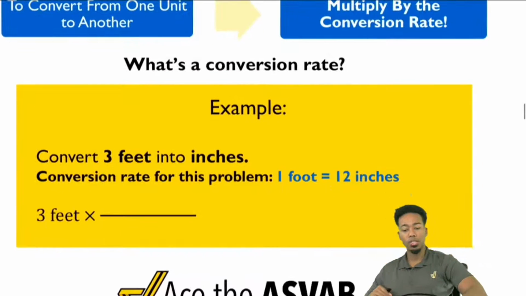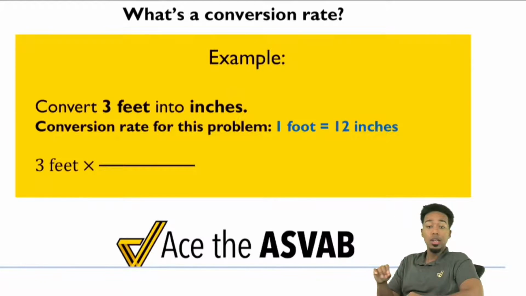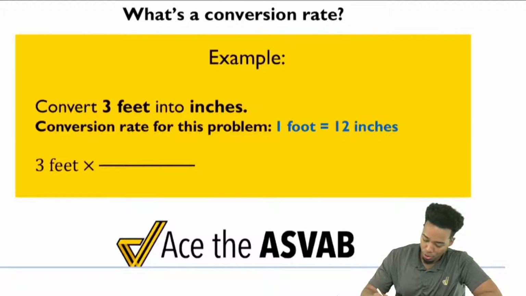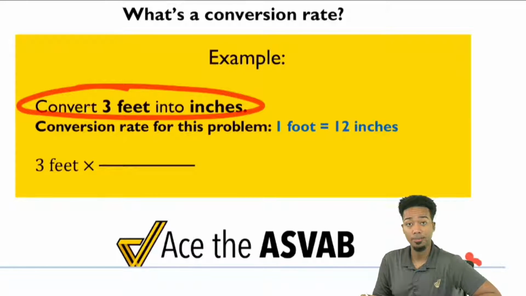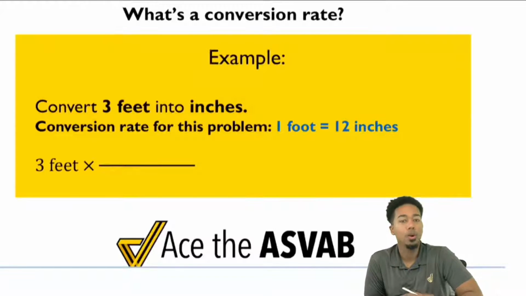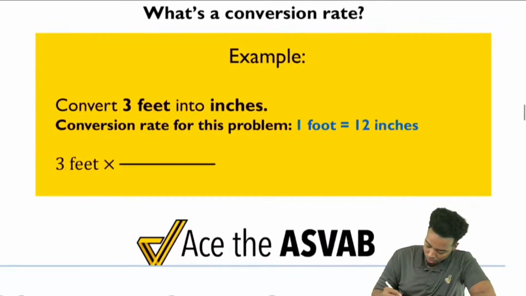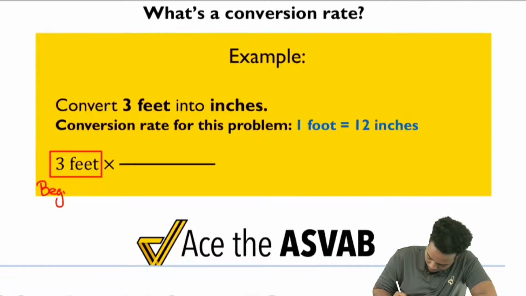Super easy. Watch this. Everybody, let's look at this example here, and let me show you what a conversion rate is. We're trying to convert 3 feet into inches in this example. Let me circle that for you. Convert 3 feet into inches. All right? How do we do that? Well, first, what you're always going to do is start with the unit you have. Let me mark that for you. Start with the unit that you have. So begin with the given unit.